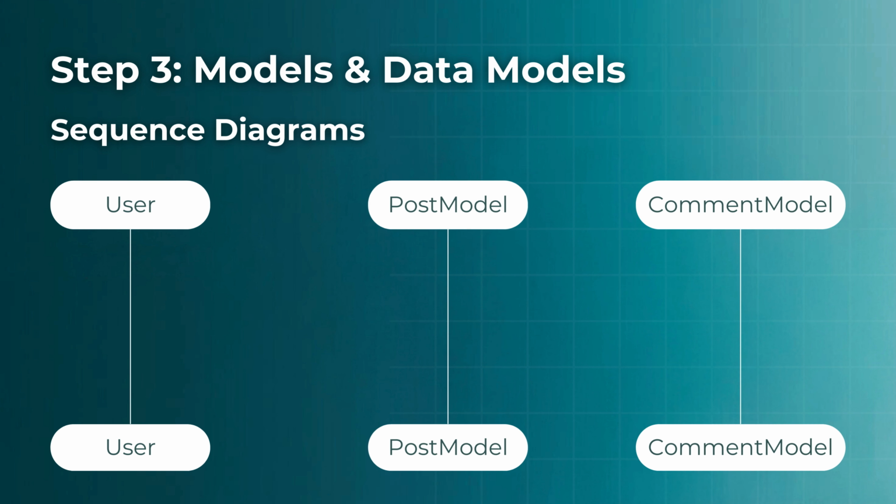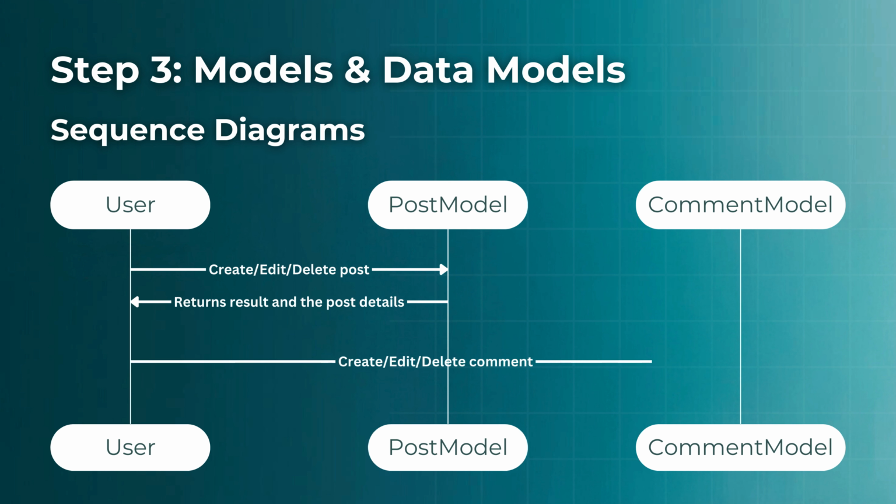Now let's talk about the sequence diagram between the user, post model, and comment model, a core part of how users interact with content on the platform. The post model enables users to create, edit, or even delete their posts. Then the post model returns the result of the process. Also, the comment model enables users to create, edit, and delete comments. And when that happens, the comment model returns the result of the process and the updated comment list.